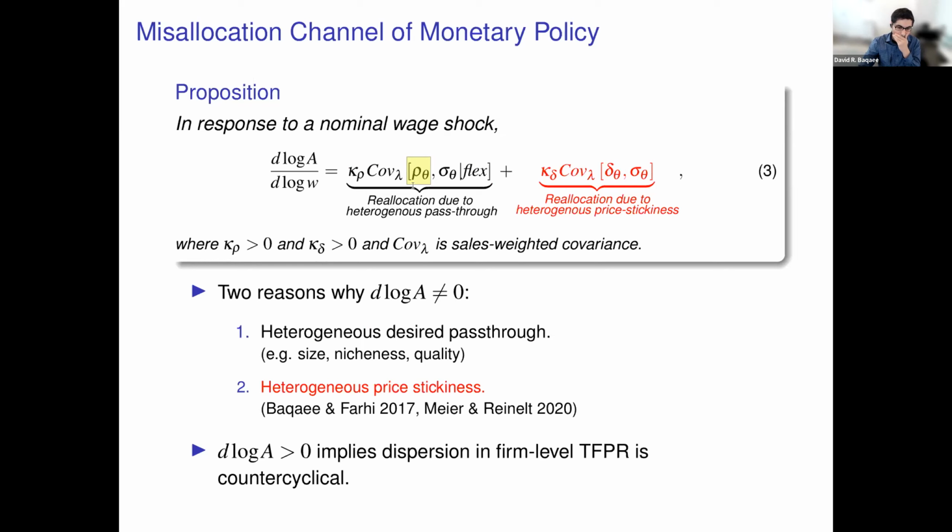Now, every time aggregate productivity in this model goes up, it also implies that TFPR dispersion is going to go down. So this is sort of tying an aggregate productivity moment, which is aggregate TFP, to a micro level TFPR moment, which is TFPR dispersion. And these are both things that we see in the data. TFPR dispersion at the firm level is very countercyclical, and aggregate productivity is very pro-cyclical.